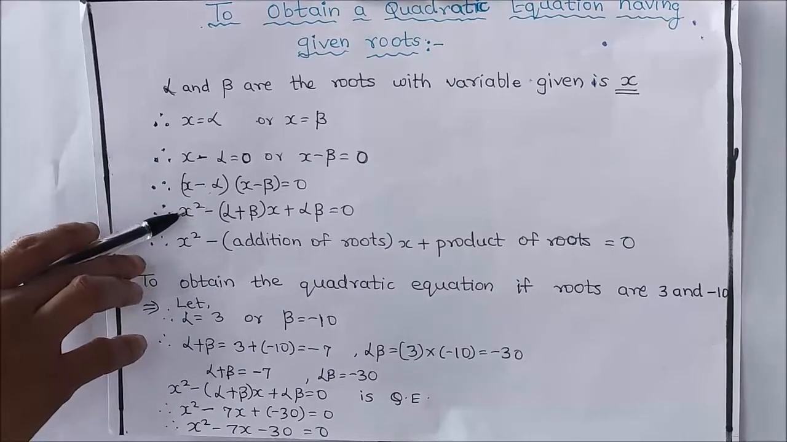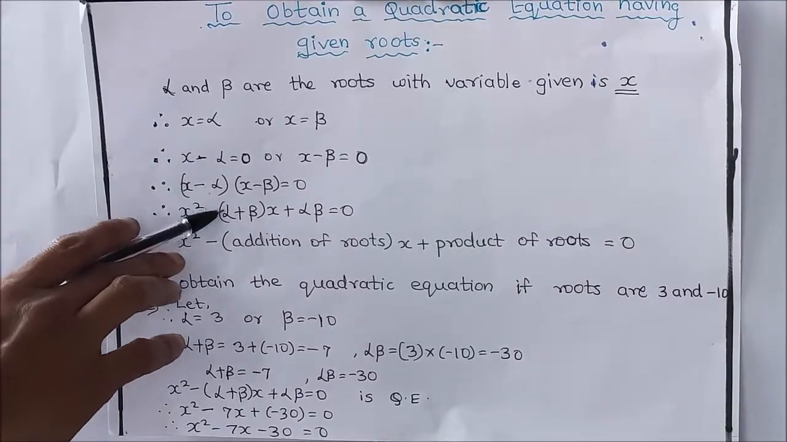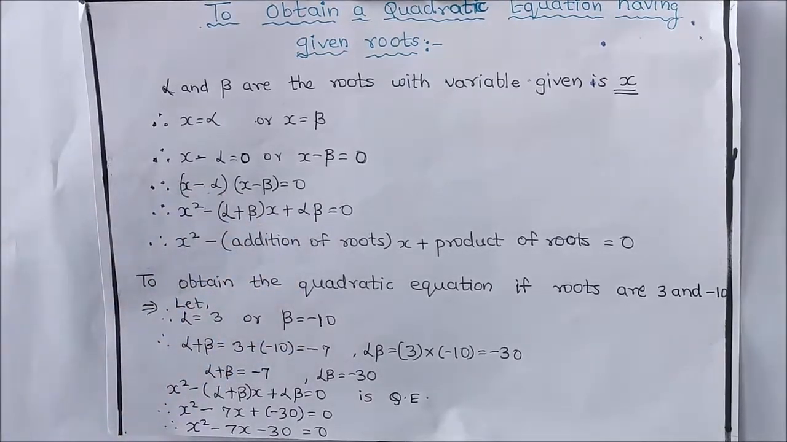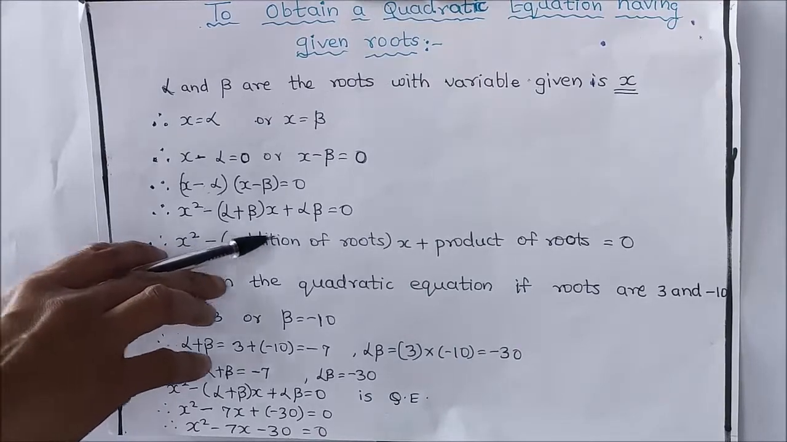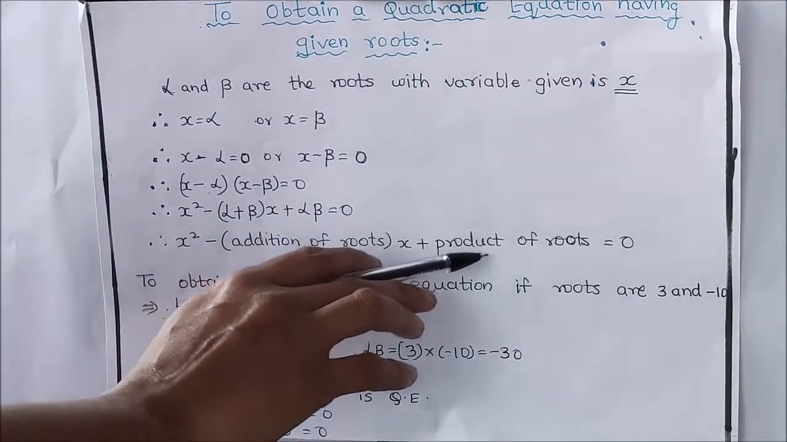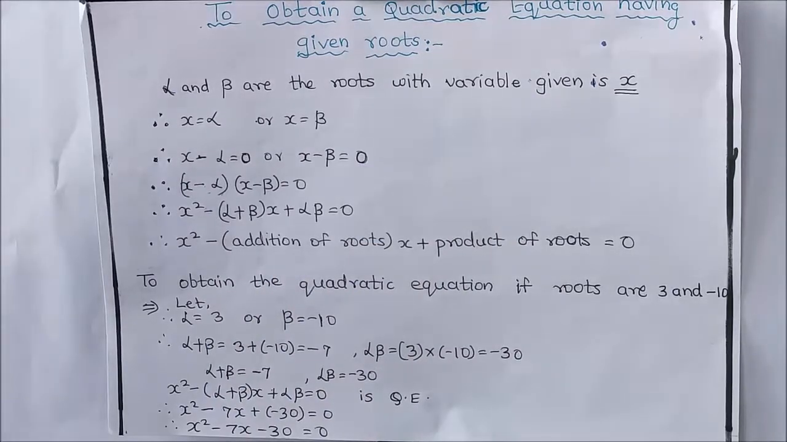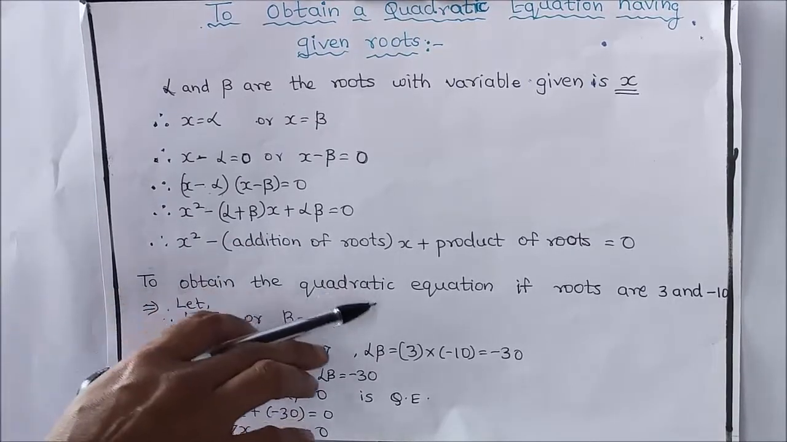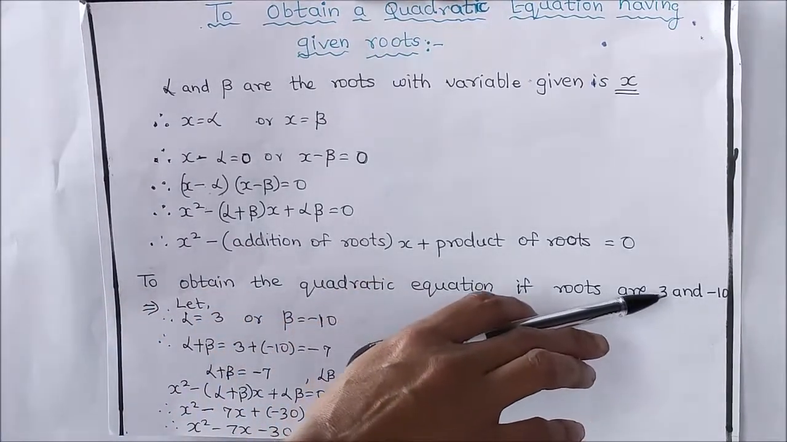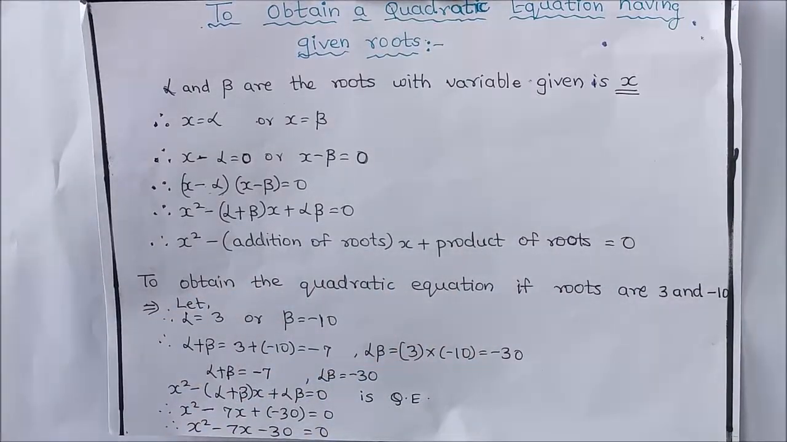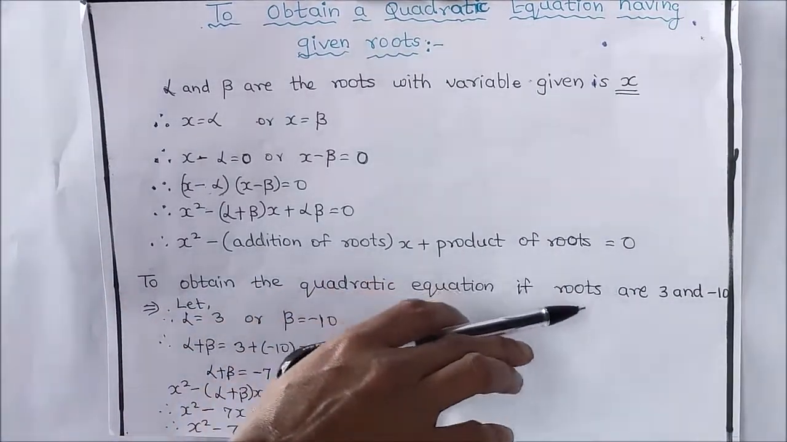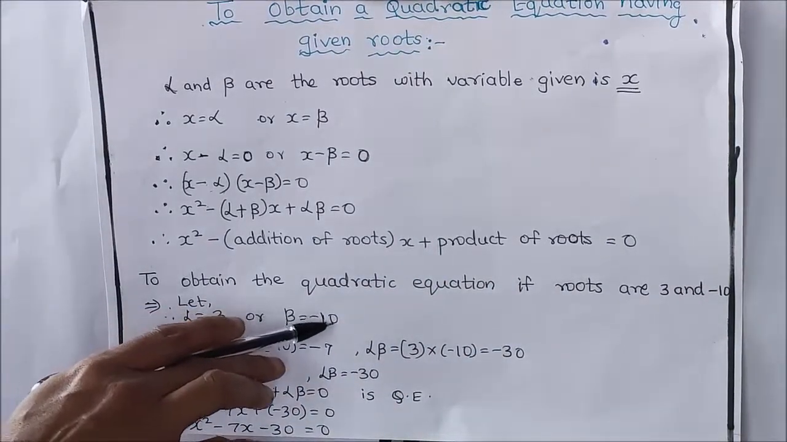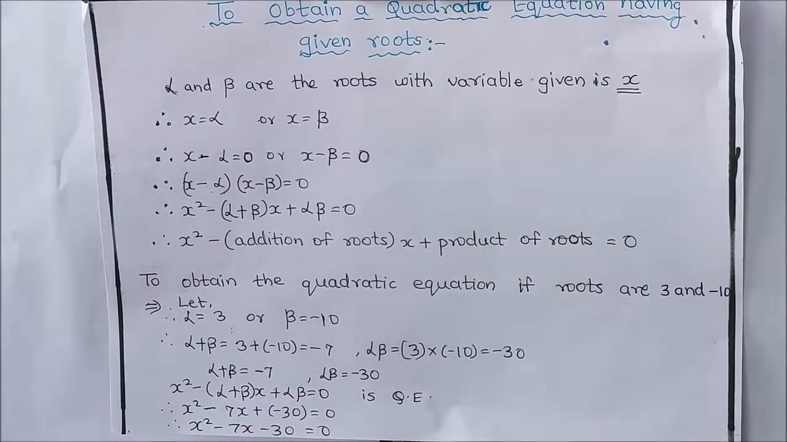Then we can write it as x square minus, in the bracket, alpha plus beta into x plus alpha beta equals 0. That is, x square minus sum of roots into x plus product of roots equals 0. This is the formula we have obtained. Now an example: to obtain the quadratic equation if the roots are 3 and minus 10. Let alpha equal 3 and beta equal minus 10.